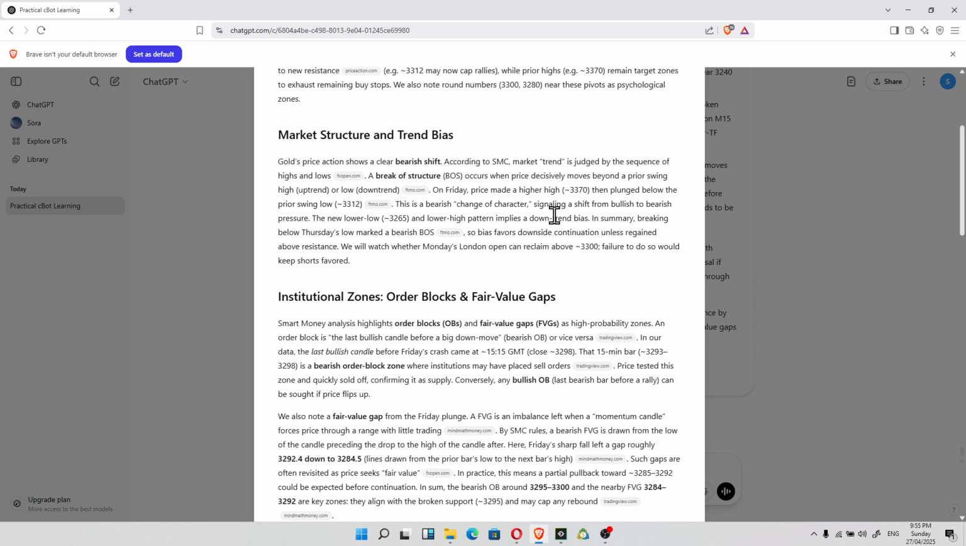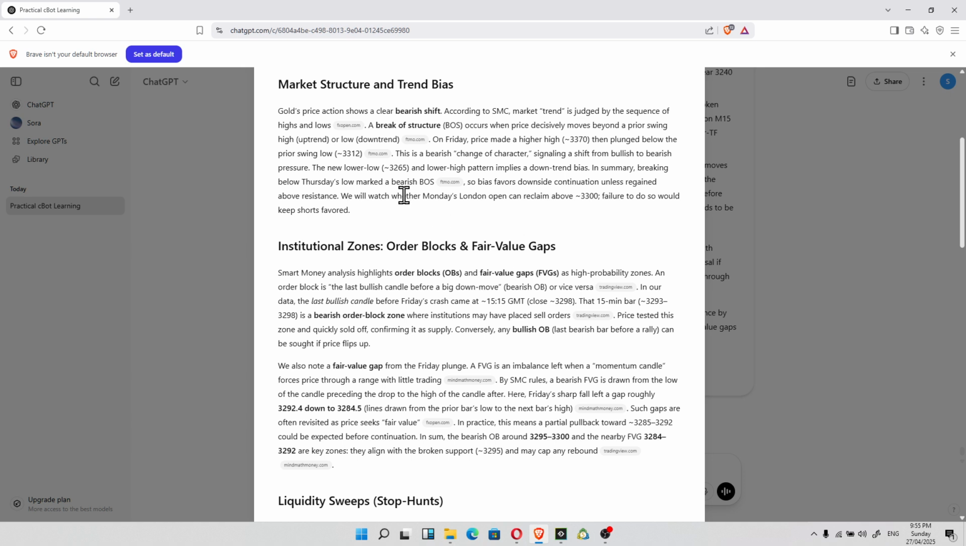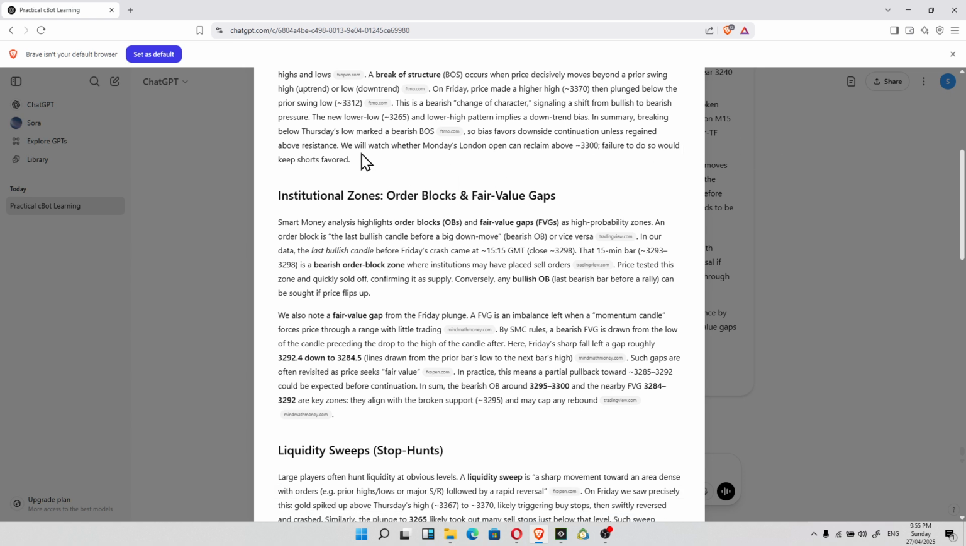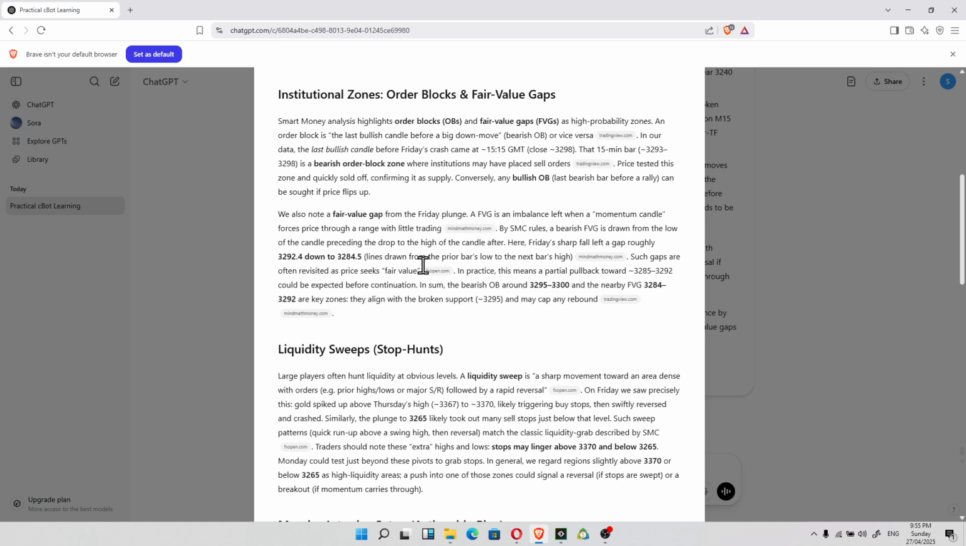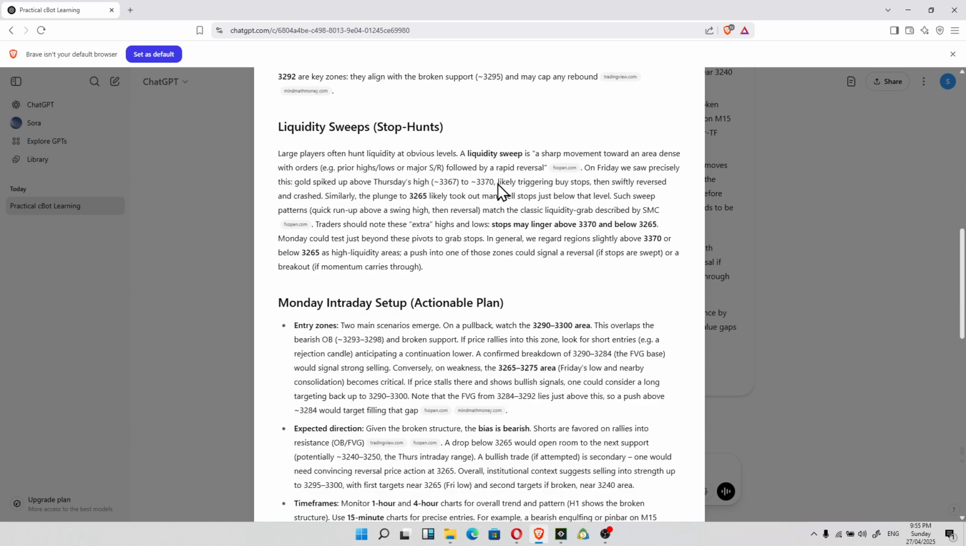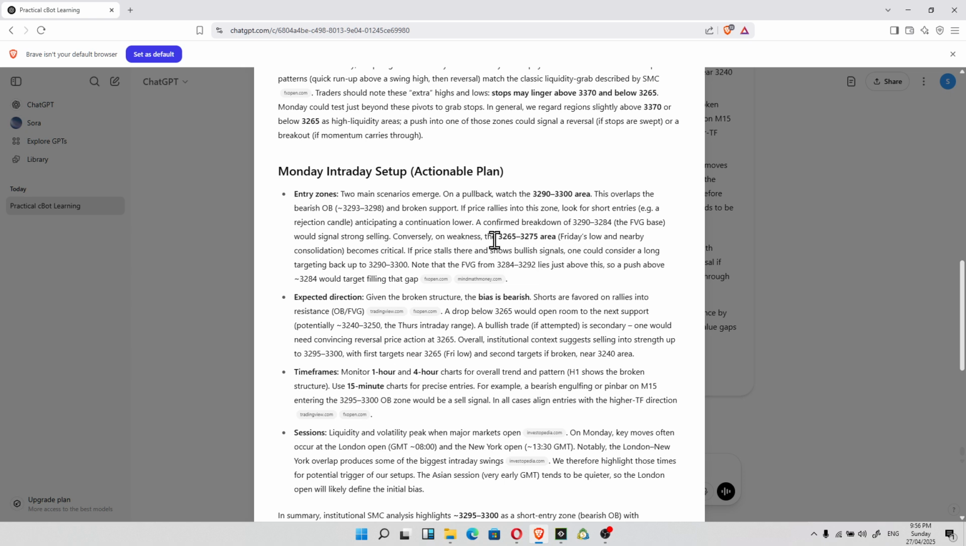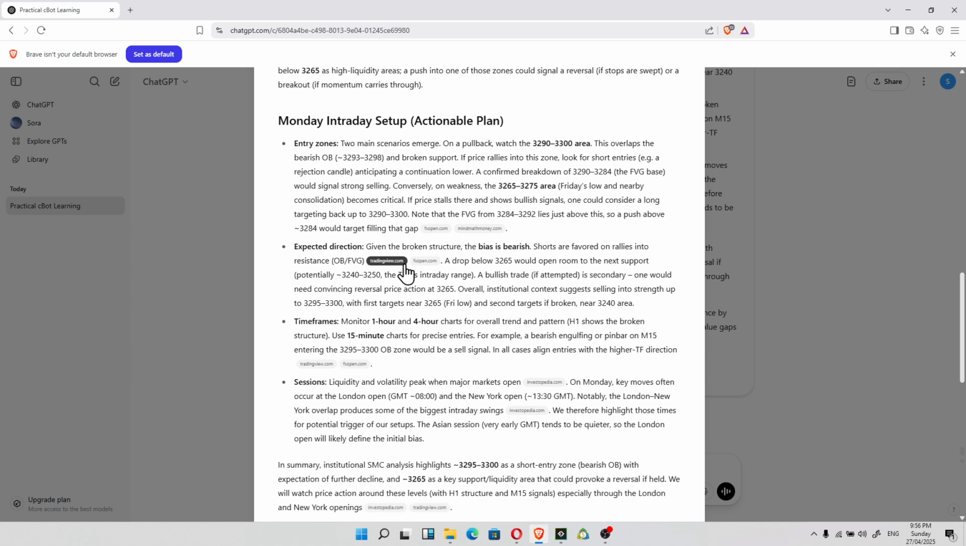So on Friday, price made a high at 33.70, then fell below 33.12. This is the biggest change of character, a signal from bullish to bearish. The price printed a new low at 32.65 and a lower high pattern implies a downtrend. In summary, the broken low marks a bearish shift, so sellers favor downside continuation. So there are the stop hunts, order blocks and fair value gaps. Then we have a Monday intraday setup, entry zones, expected direction.